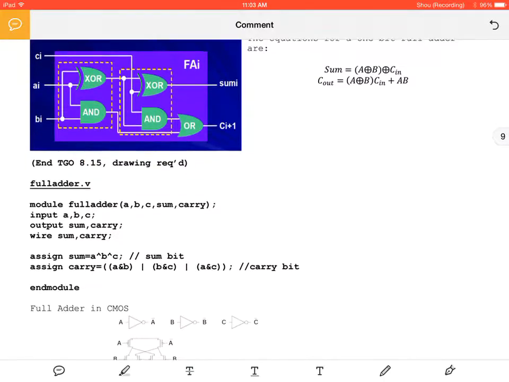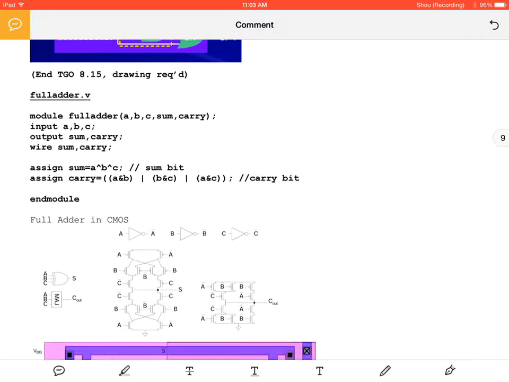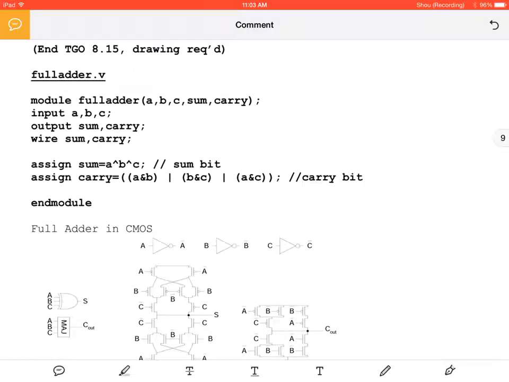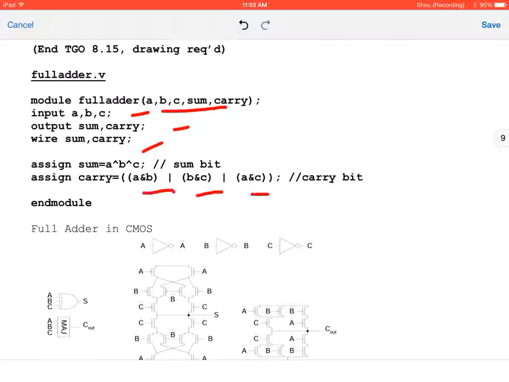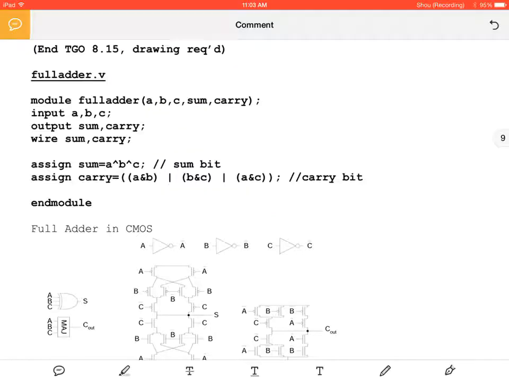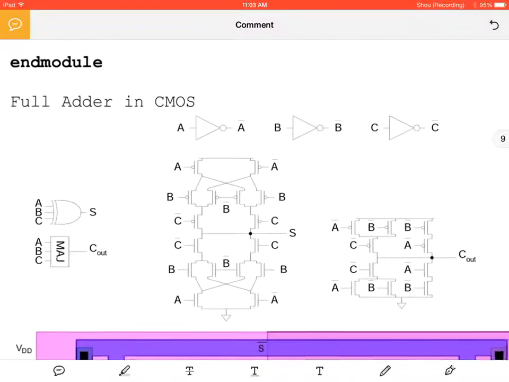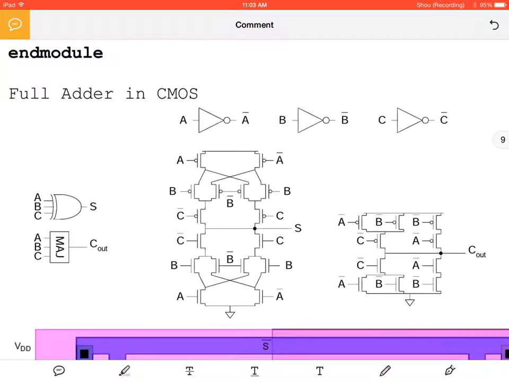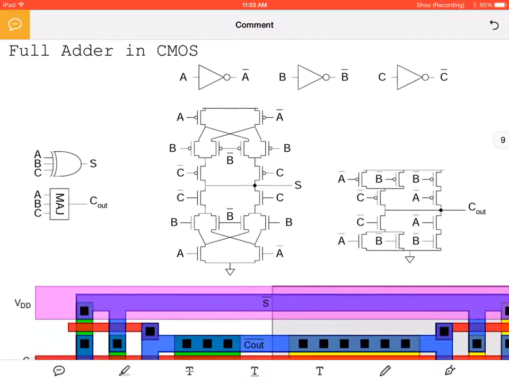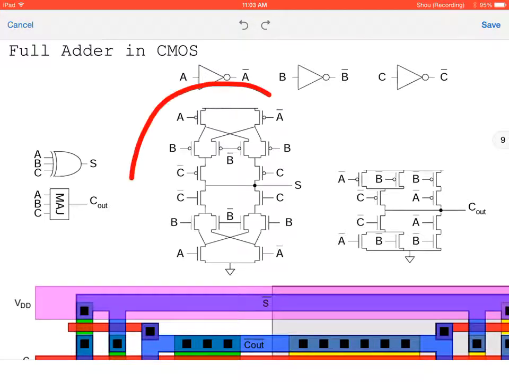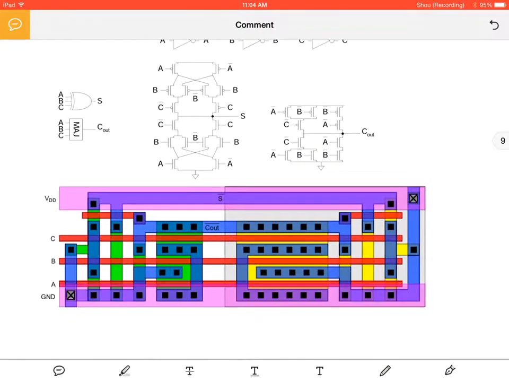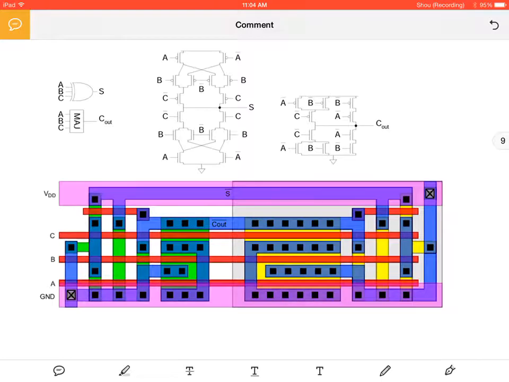We also discussed really briefly the actual .v file. You have your inputs labeled, you have your XORs, and you have logic, and I showed you different ways of doing it. This is from the textbook. This is an example of a dual rail full adder, where it's A and A bar, B and B bar, and carry in bar. And then this is sum, and this is carry out. And I showed you an example of the layout here.